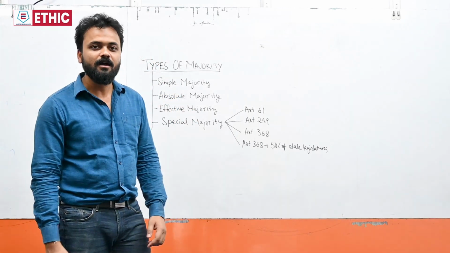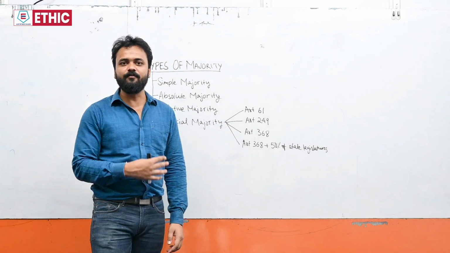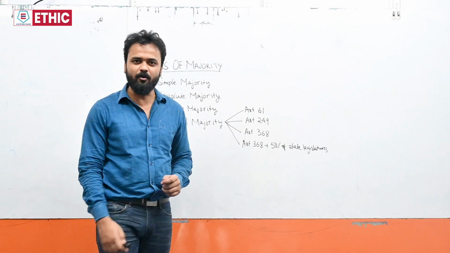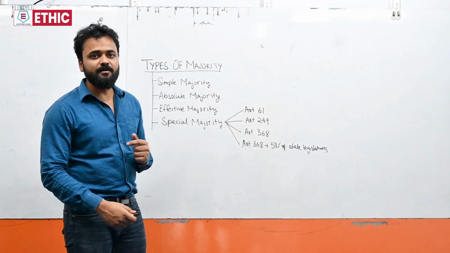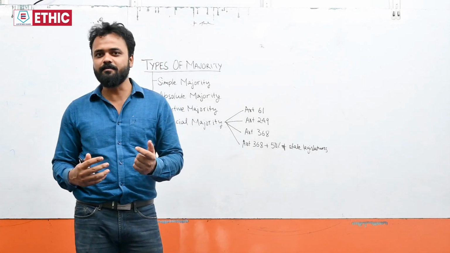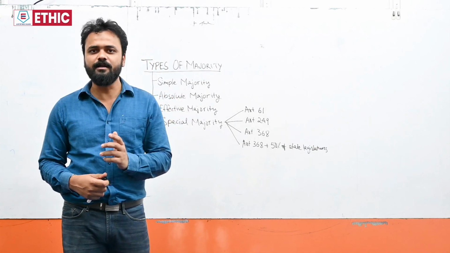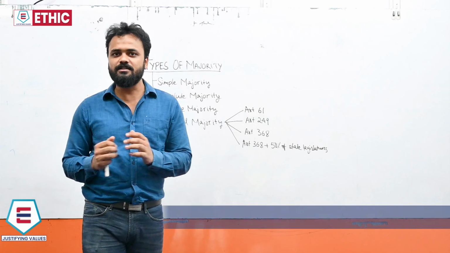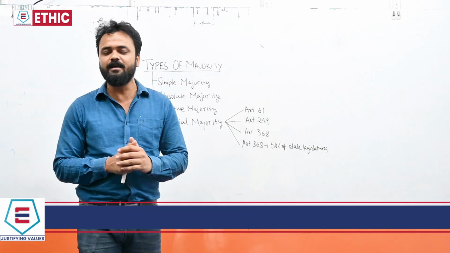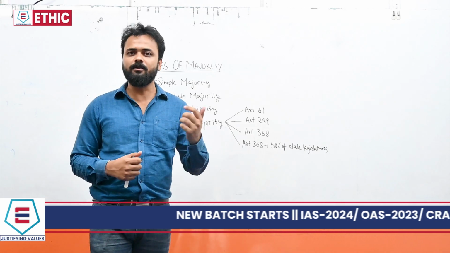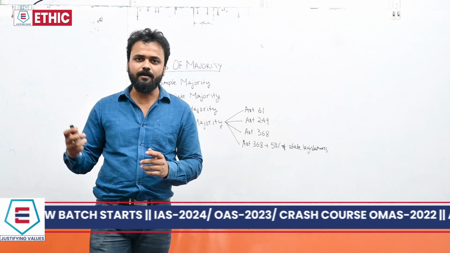Welcome to ETHIC IAS. Today we are going to discuss, simplify and remove all doubts regarding a very important topic with regards to Indian polity, that is types of majority. Now we need to know why it is important. It is important because we use various kinds of majorities for various kinds of legislative procedures, be it the passing of bills, motions, resolutions, removal of the deputy speaker or the speaker of the Lok Sabha, etc.